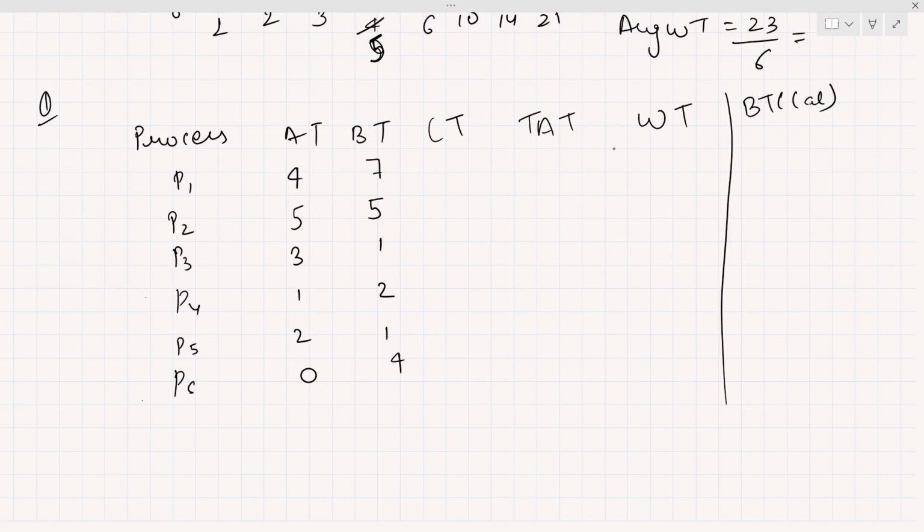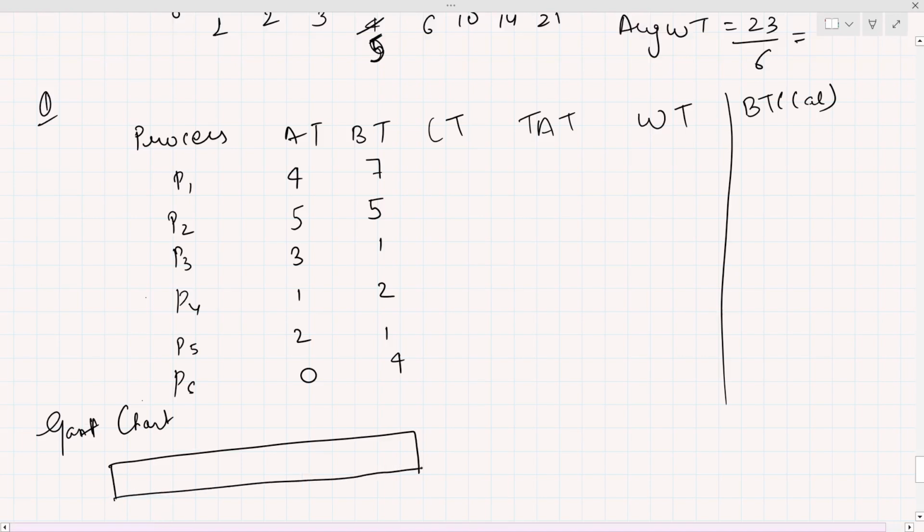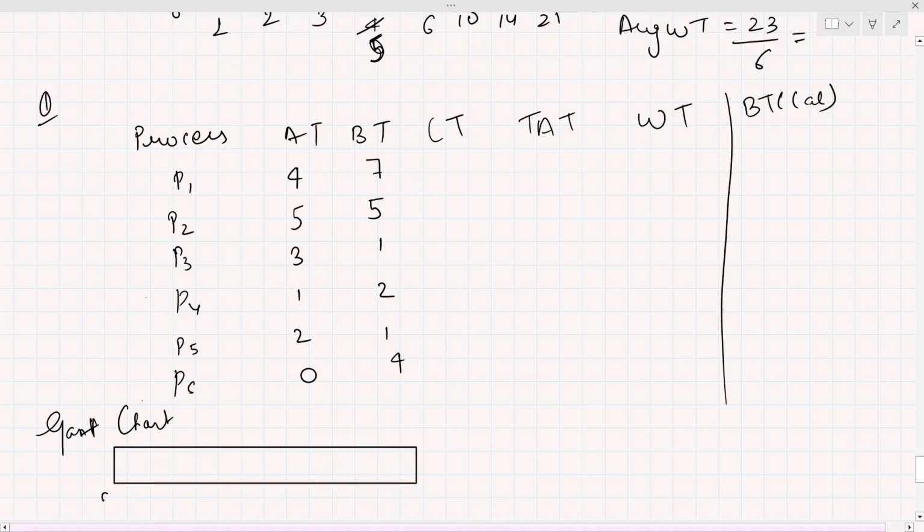Now pause the video and try to solve this question by yourself. After that resume the video and see the answer. Okay, so I try to solve this Gantt chart. First of all we have to create a Gantt chart. In this question we have 6 processes. So at starting point 0, how many processes are available? Only one process, P6. So definitely it will get the CPU.